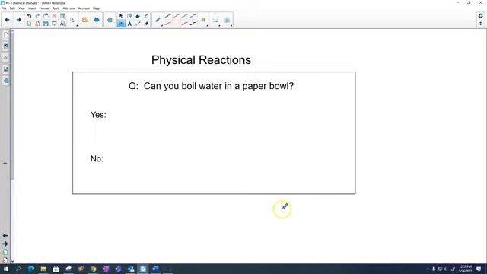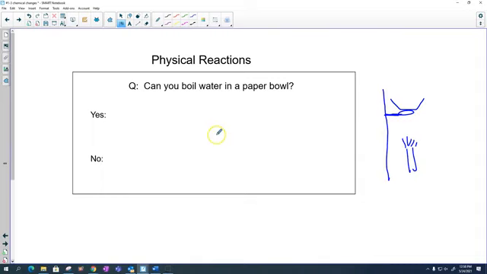So, physical reactions. This is typically another day, but it's going to be a short little addition to this video, so I'm just going to put them both together. Can you burn, boil water, in a paper bowl? So we're going to set up a little demonstration like this. Paper bowl on a ring stand, and we want to know, can I boil water on a paper bowl?